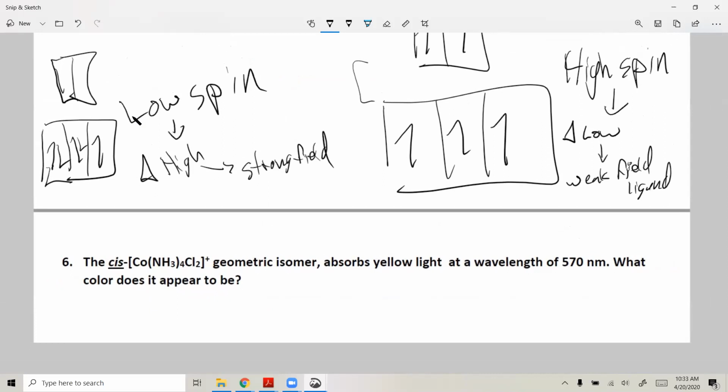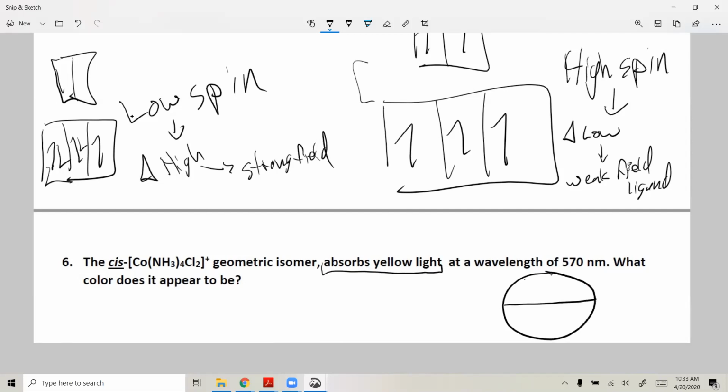So when we talk about that, it absorbs yellow light. It wants us to know what color it appears to be. Now, I'll provide you with the wavelength cutoff values so you can see that as well. But a simple way for you to do these comparisons is to draw a circle and split it in half.